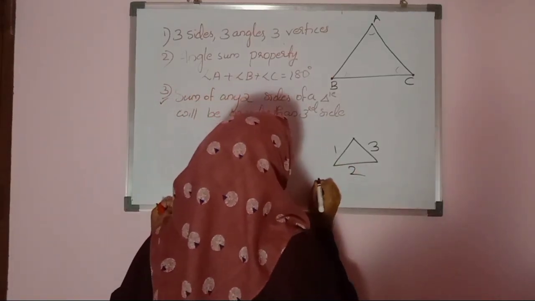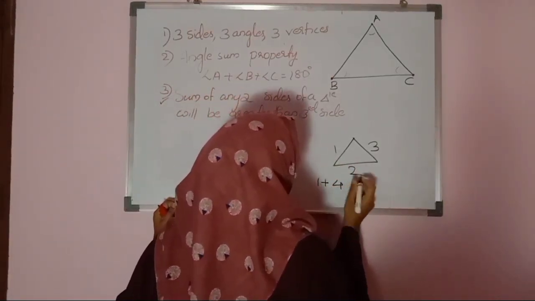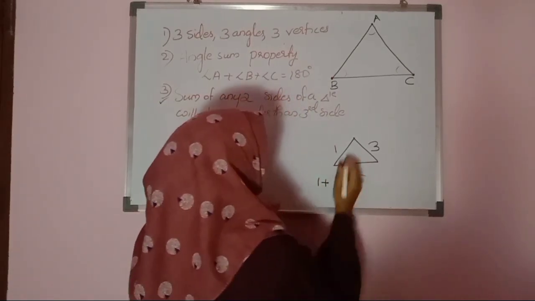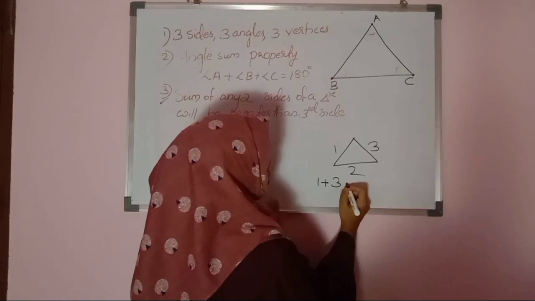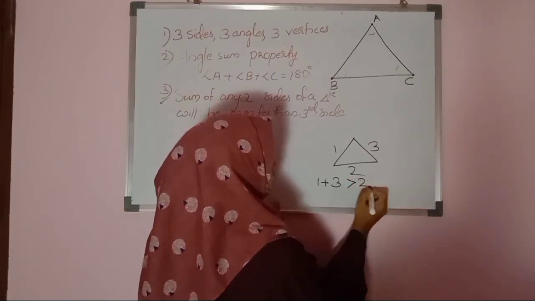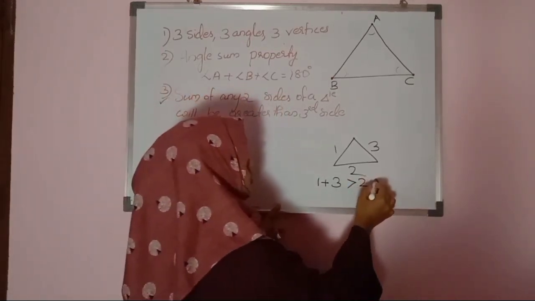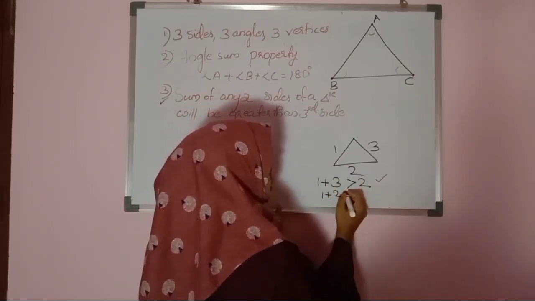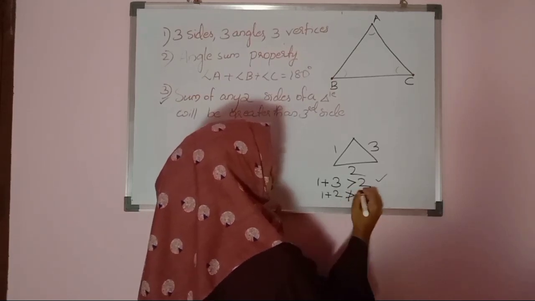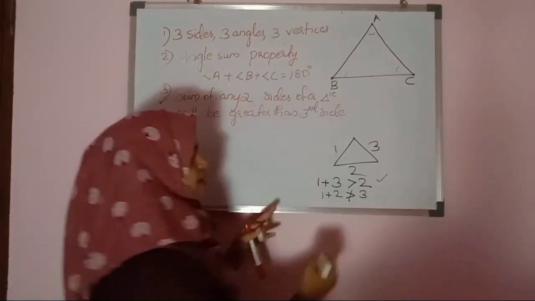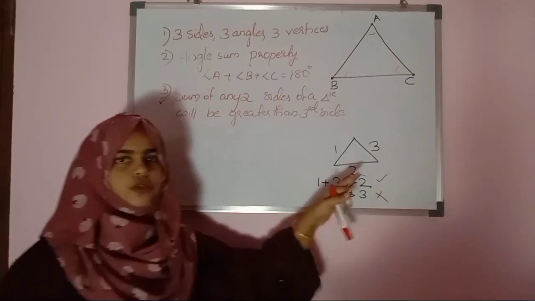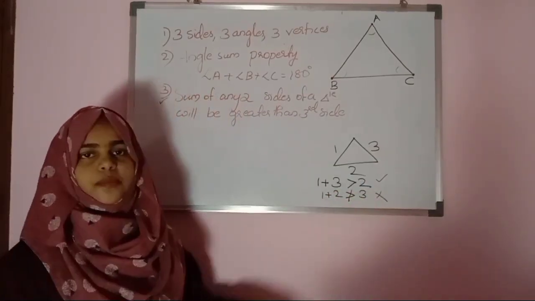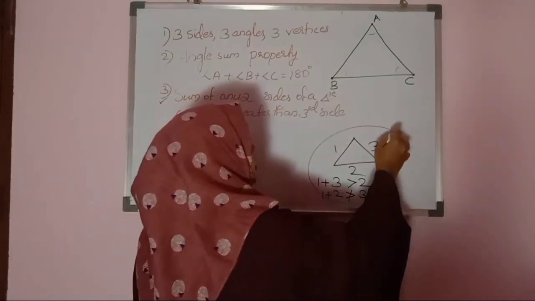Let us check 1 plus 3. 1 plus 3 is 4. It is greater than the third side 2. Okay, this follows. Then 1 plus 2. 1 plus 2 is not greater, isn't it? It is equal to 3. Okay. So, this fails. This two-side sum is not greater than the third side. So, this could not be a triangle.